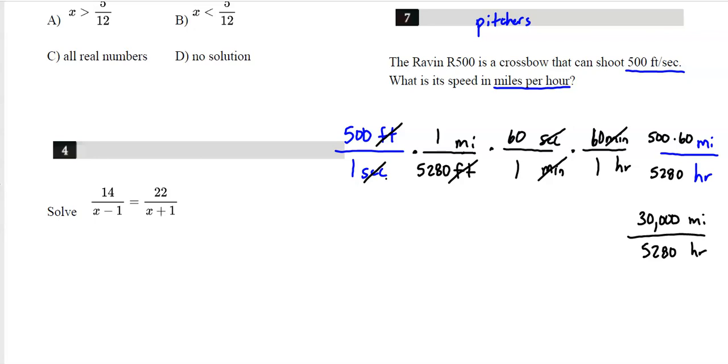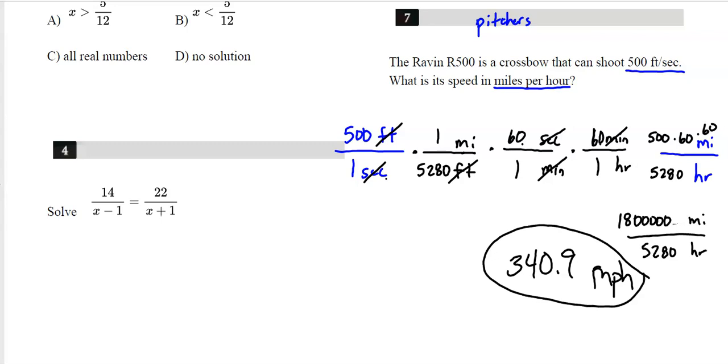Oh, I forgot. I had two sets of 60s. I had a 60 times another 60. So that's going to change this top number. So 500 times 60 times 60. Oh, that's a big number. 1, 8, and then 5 zeros. So 1,800,000 divided by 5280. There we go. 340.9 miles per hour. So that arrow is moving, man. 340 miles an hour is pretty doggone fast.